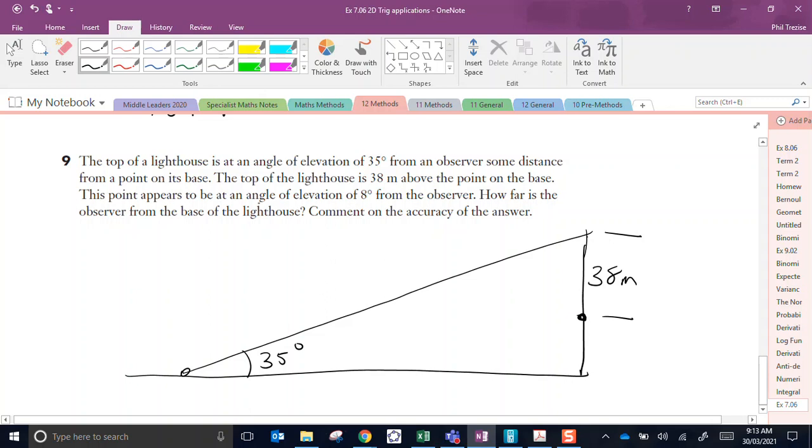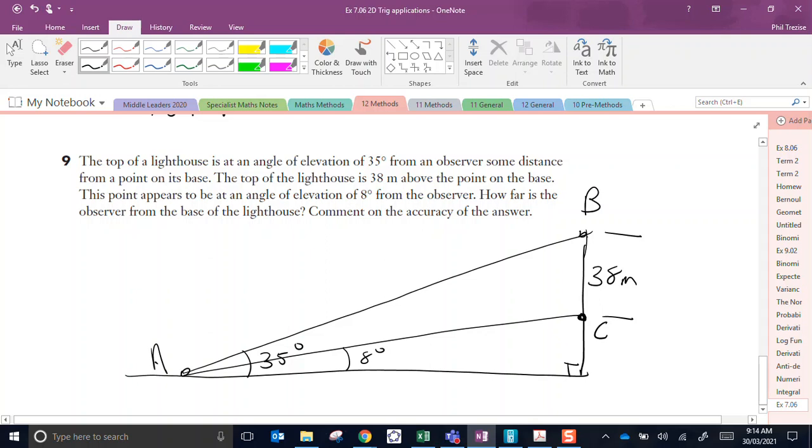This point appears to be at an angle of elevation of 8 degrees from the observer, so that point on the base is not at ground level. So if I draw another line across here, this one is 8 degrees. I think we can assume that the lighthouse is perpendicular to the ground, so that's a right angle. This one would not be a right angle. If I call this point A, this is point B, this is point C, I have a scalene triangle that I'm dealing with.